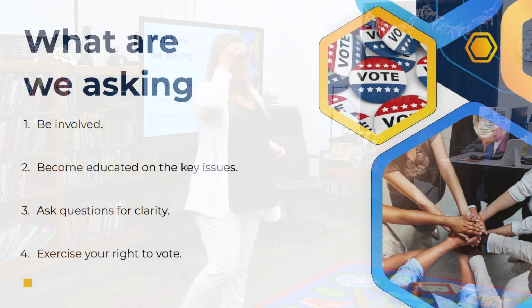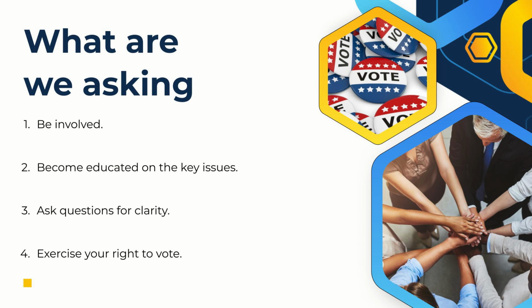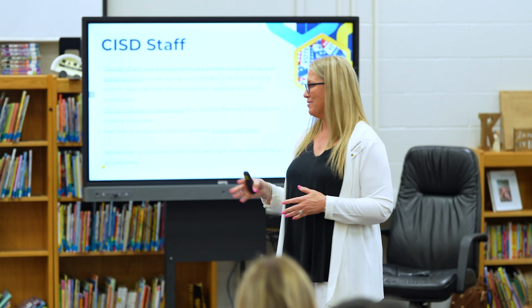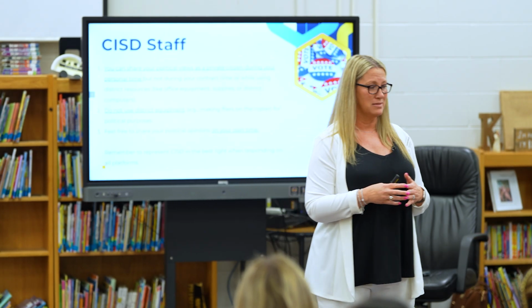So here's what we're asking. Number one is that you become educated. Be involved, ask questions, share this information, make sure that you're helping other people become educated on what the issues are. Ask questions for clarity. School finance is super complicated. When you add politics on top of that, it gets a lot more complicated. So please ask questions for clarity. And then, of course, if you choose to vote yes or no on this subject, we're just asking that you go out and vote.